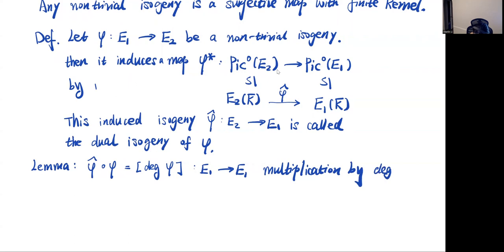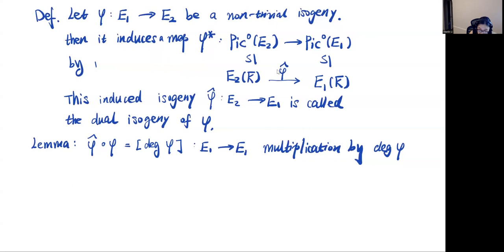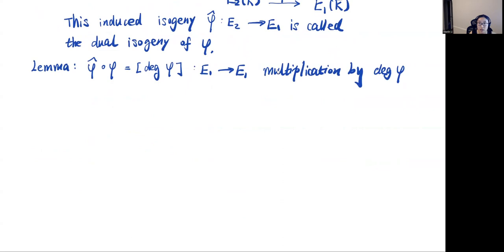Okay. So by multiplication, I just mean that the geometric points of E1 are an abelian group, so they are Z-modules, right? So you can multiply by an integer. So you multiply by degree phi, and this is the lemma I'm not going to prove. Okay, great. So now we have introduced the objects we want to study, namely elliptic curves, and we have also introduced the morphisms between them that we want to study, namely isogenies.